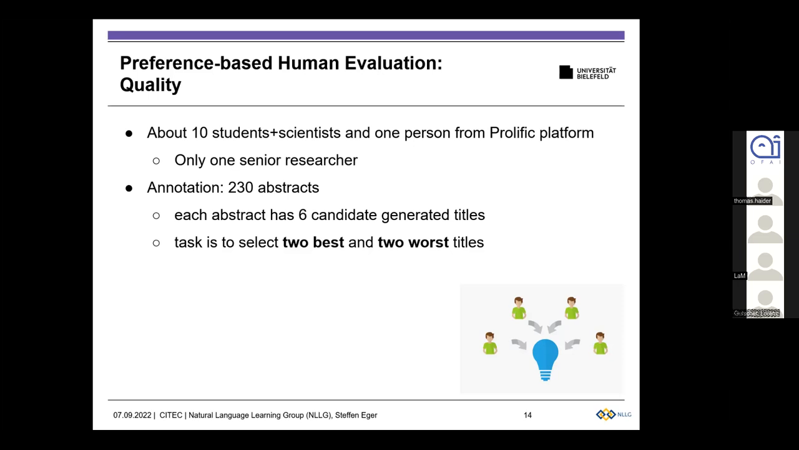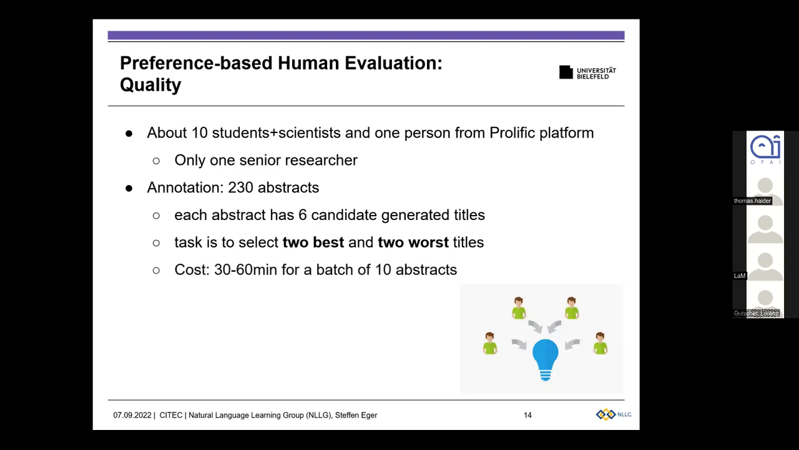And we used this preference type of annotation because it has been shown to lead to more consistent results. It has also been shown to be more efficient and also circumvent problems of Likert scale annotation, such as that different annotators may have different interpretations of the scoring range. So this preference-based annotation is overall considered to be more consistent and reliable. So that's why we chose it for our task.